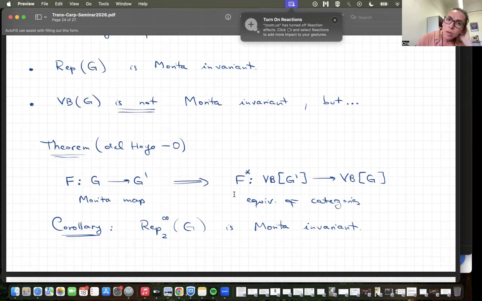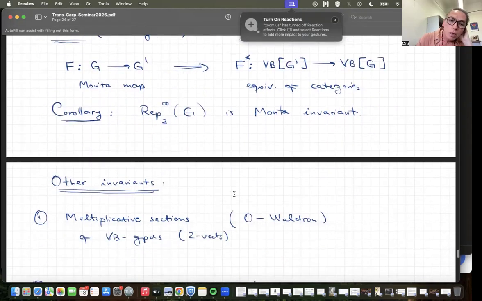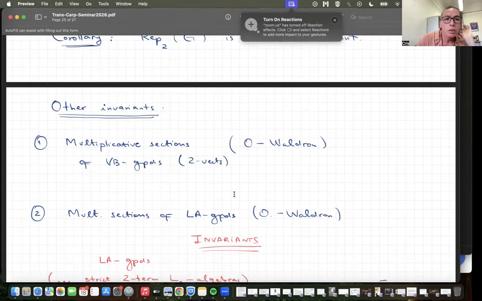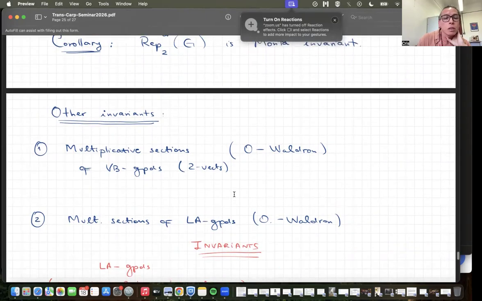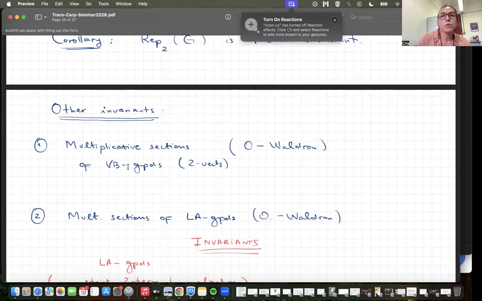Okay, so let me present other Morita invariants. Just as vector bundles have their vector space of sections, if you look at the analog for VB groupoids, there is no vector space of sections, but there is a two-vector space of multiplicative sections. Together with James Waldron, we proved that this two-vector space of multiplicative sections is Morita invariant.